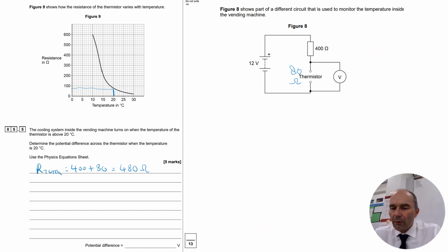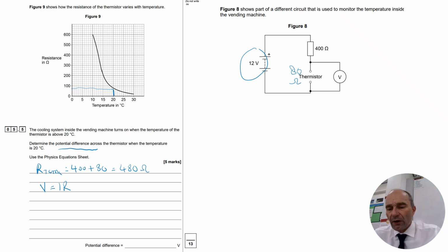Now, this is where we're going to use our good friend V equals IR, because we need to calculate the potential difference across the thermistor. So why are we going to use V equals IR? Well, we've got to work out V, that's potential difference. Now, we've got the total resistance there, and we've also got the potential difference of our battery, our power pack, I should say.